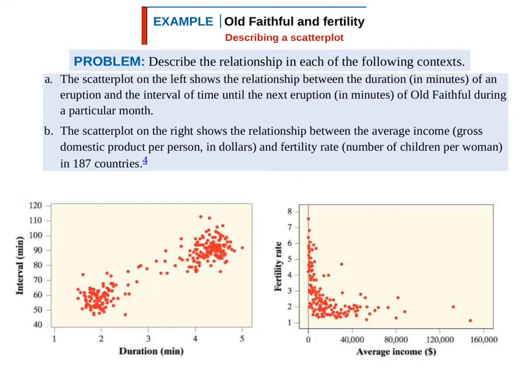So the scatter plot on the left shows the relationship between the duration in minutes of an eruption and the interval of time until the next eruption in minutes of Old Faithful during a particular month. And then over here has nothing to do with Old Faithful. That scatter plot shows the relationship between the average income and the fertility rate in 187 countries.